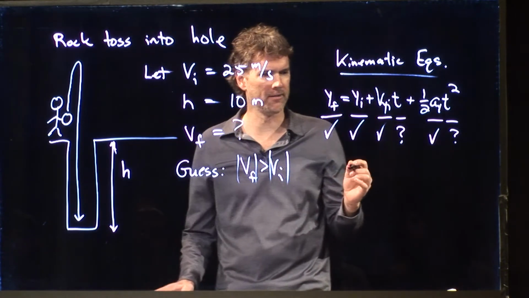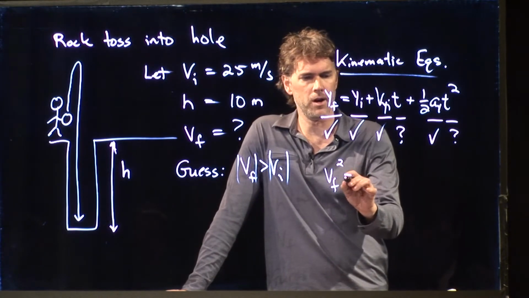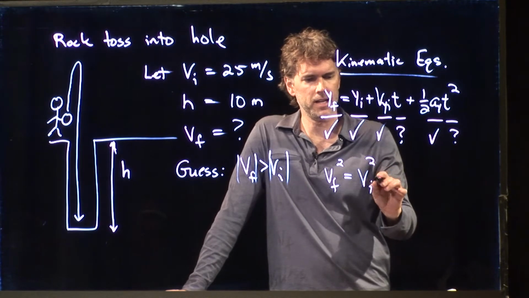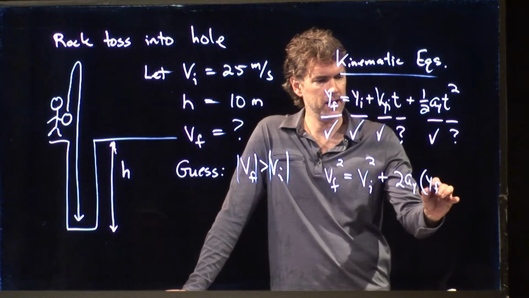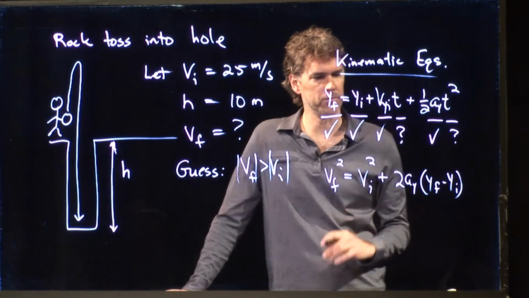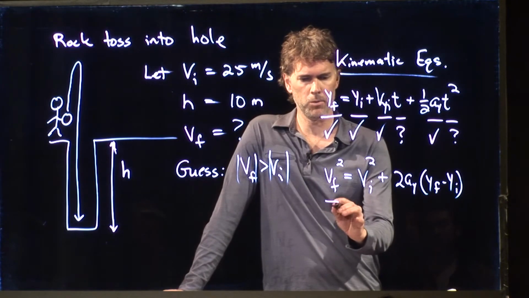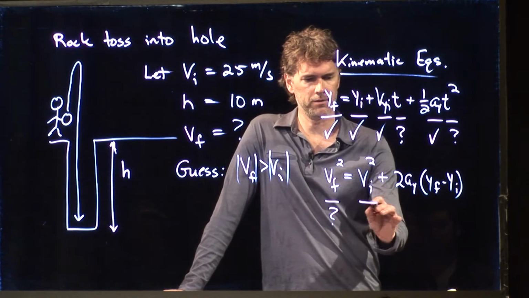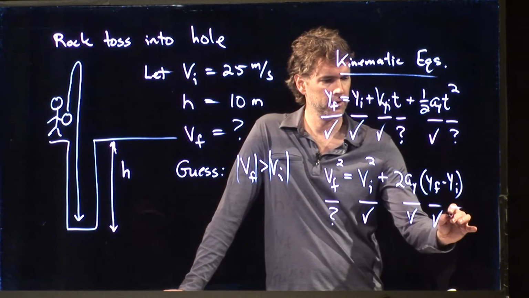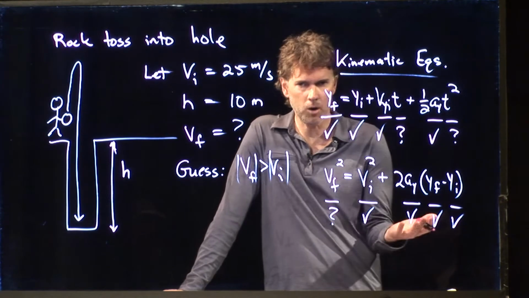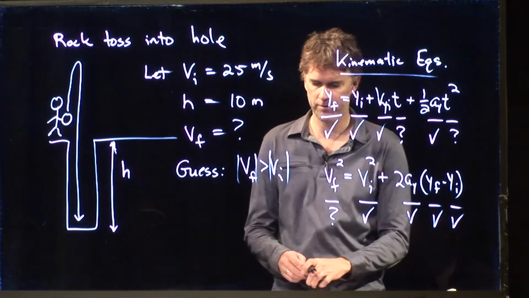What's another equation that you guys have? Velocity final squared equals velocity initial squared plus 2 a sub y times (yf minus yi). Okay, that looks like a good equation. Why is that a good equation? Because this is what we want. This we're given. This we know. This we know. So in fact, we know everything in that equation except VF. Seems like we should be able to solve it for VF. So let's try.